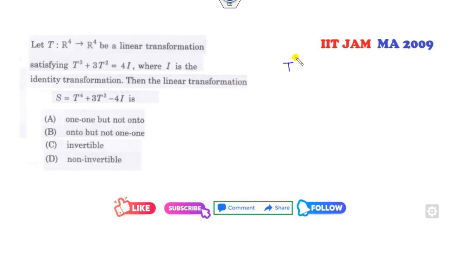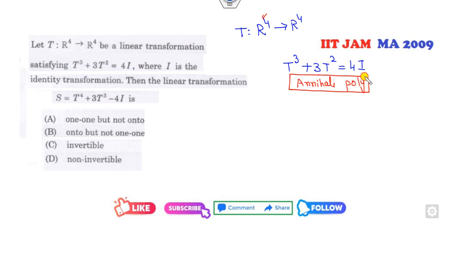Okay. Capital T is the mapping such that this condition is given to you. Fine. Capital T is R4 to R4. Now it has dimension 4, but it is not degree 4. It means this is my annihilating polynomial. It is not a characteristic polynomial. If it is a characteristic polynomial, it must have degree 4. Then consider the matrix T such that T4 plus 3T cube minus 4I. Fine. So now it's degree 4. It can be the characteristic equation of this.